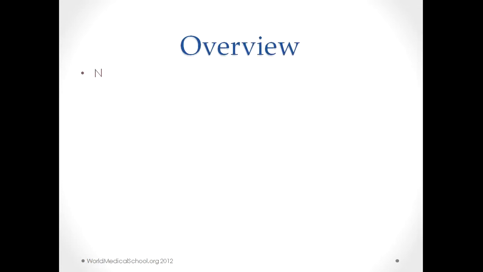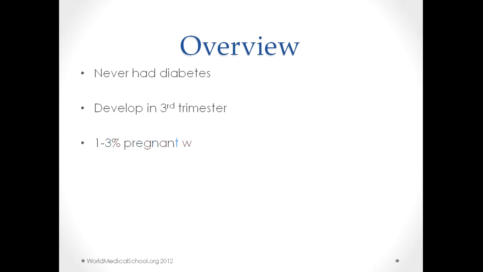Gestational diabetes is defined as new onset diabetes in a pregnant woman who never had diabetes. It usually develops in the third trimester of pregnancy, and 1 to 3% of pregnant women develop gestational diabetes mellitus.